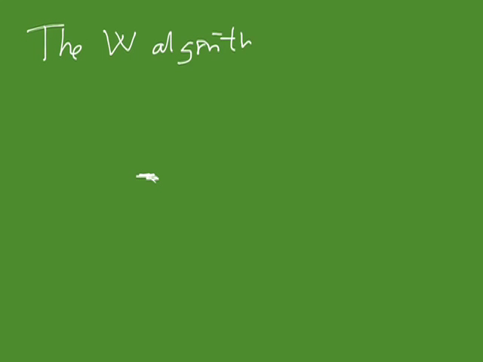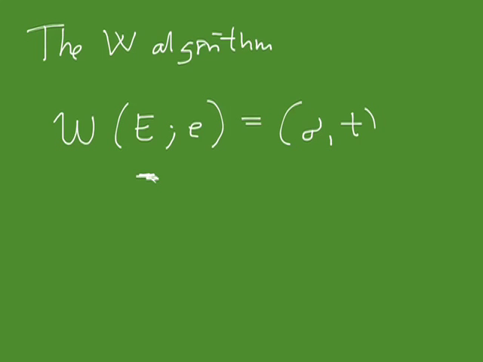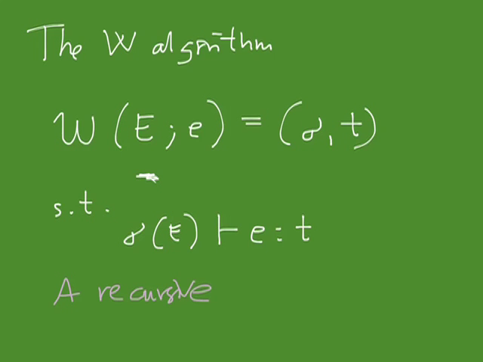The W algorithm is an algorithm that takes a type environment and an expression and returns a substitution and a type, such that sigma of E makes E well typed with type T. And it's a recursive algorithm, and I'll present the cases in the recursive algorithm now.